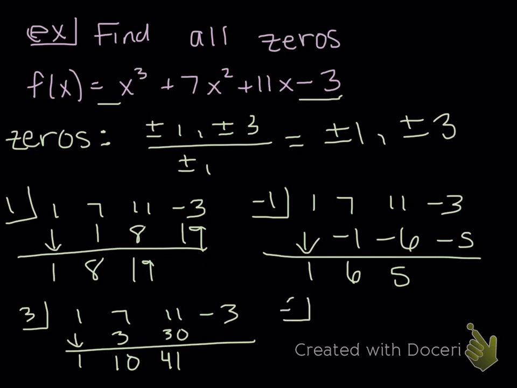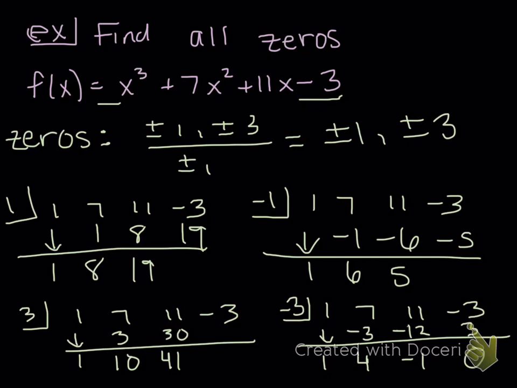So the last one we need to check is a -3. So drop the 1, -3. When I add, I get 4. Multiply, we get -12. Add, we get -1, and a positive 3. So now we found our one with no remainder. So that means -3 is a 0 of the function.